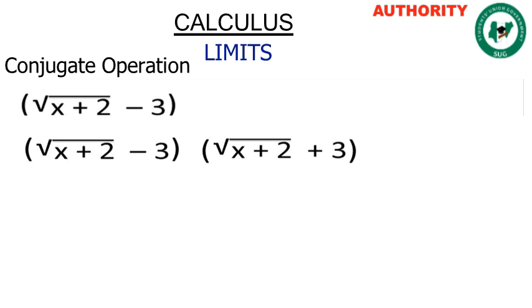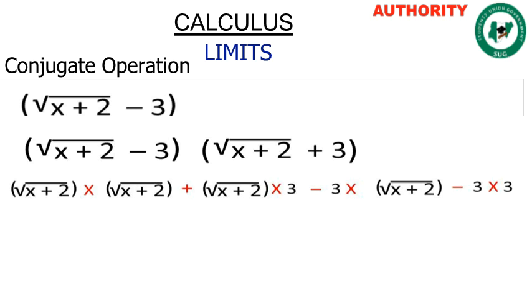The original one that was given to you was square root of x plus 2 minus 3, and the one you multiply it with is square root of x plus 2 plus 3. Is that clear now? Okay, let's go. If you want to perform this operation, this is how it will look: square root of x plus 2 minus 3 in bracket, times square root of x plus 2 plus 3 in bracket.